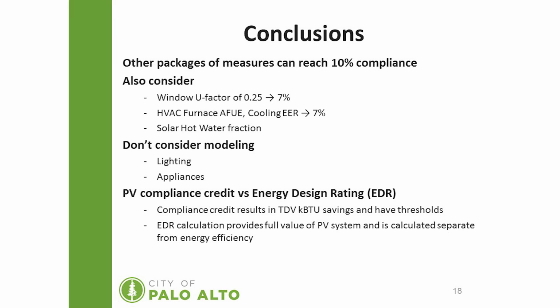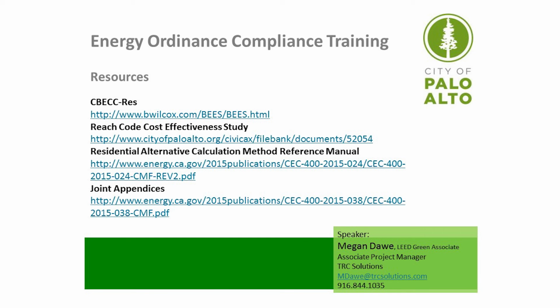Lastly, here are the resources I talked about today where you can find more information. CBECC-Res is the modeling software I used. The Reach Code cost-effectiveness study, where you can find more details about each of these measures and the costs and energy savings for each measure, is available online. The Residential Alternative Calculation Method Reference Manual provides more details on the prototype buildings and how to model additional measures. And the Joint Appendices also provide some details about the prototypes we used today.